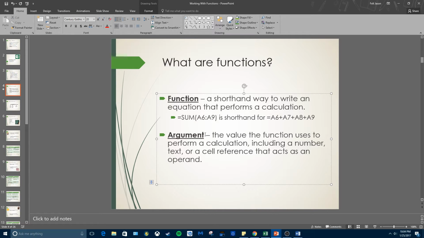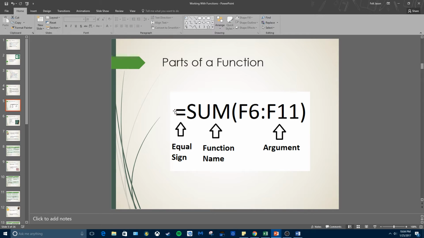The argument is the value the function uses to perform a calculation, including a number, text, or cell reference that acts as an operand. Right here is the argument. We'll go to the next slide. The equal sign starts the function. If you don't put that equal sign in, Excel's going to be like, oh, this isn't a function, it's just text.